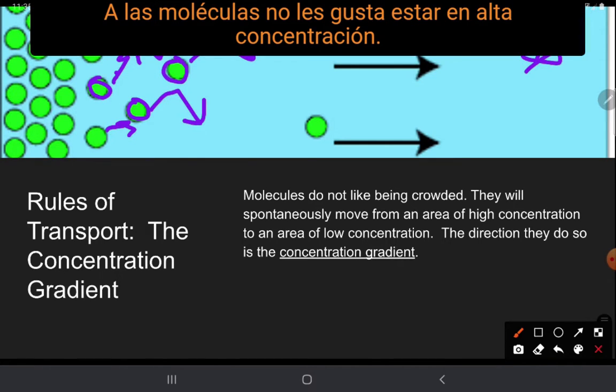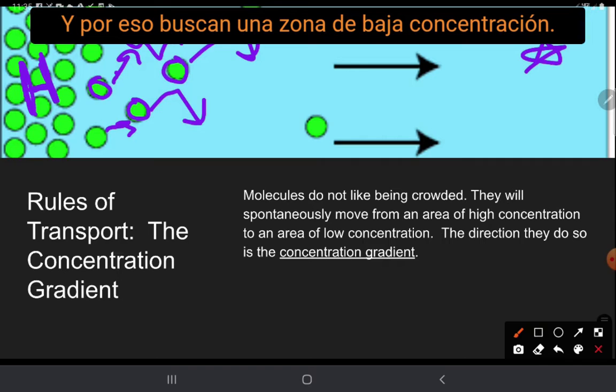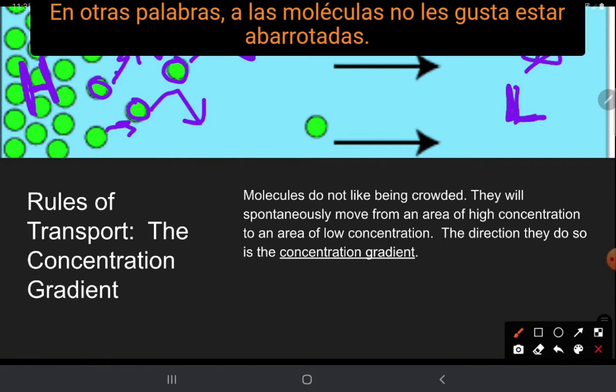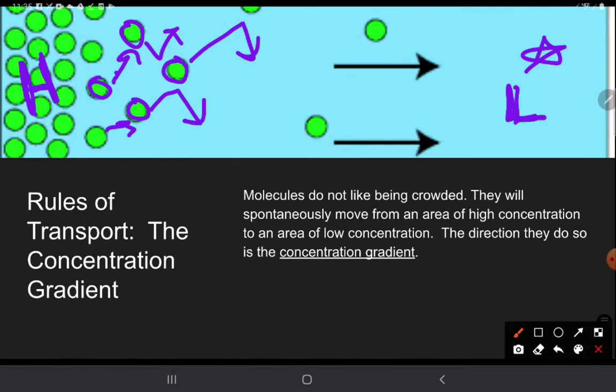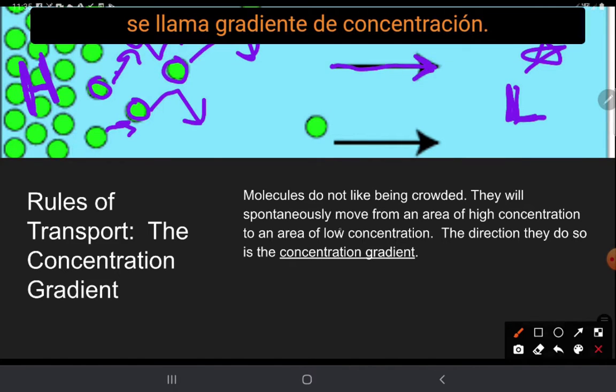Molecules do not like to be in a high concentration, and so they seek an area of low concentration. In other words, molecules do not like to be crowded. The direction that they move in order to stop being crowded is called the concentration gradient.